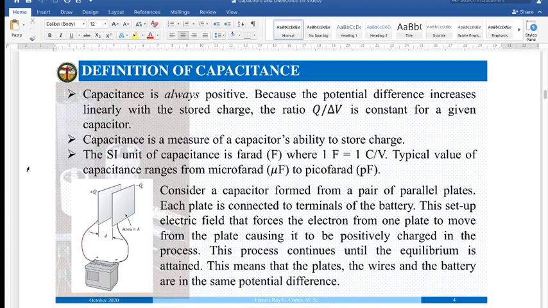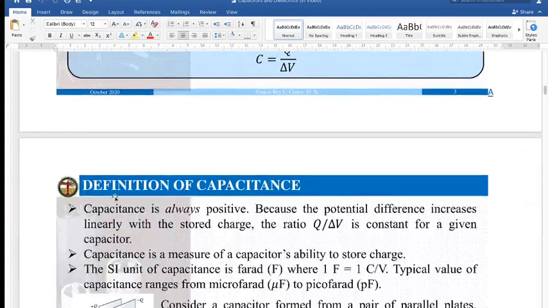Okay, so yeah, the capacitance is really positive because, again, your Q is dependent only on the magnitude of the charge on either of the conductors, diba? That is how your capacitors are arranged. Now, the potential difference actually increases linearly with stored charge. So this means that it cannot become a negative value, diba? Because it will also increase with the stored charges. So the ratio, the capacitance, which is Q over delta V, is constant for any given capacitor.